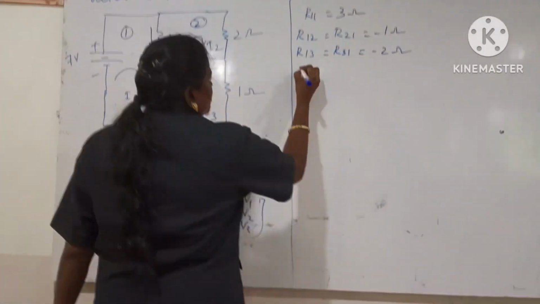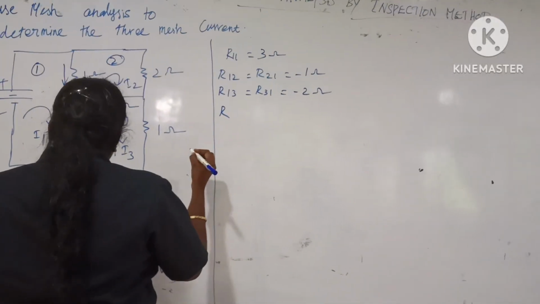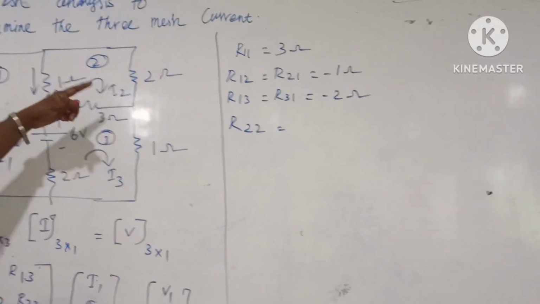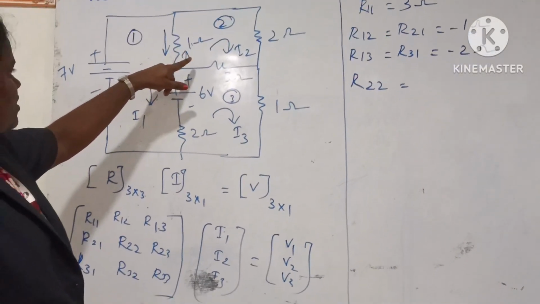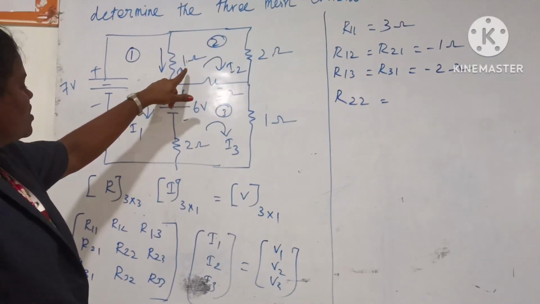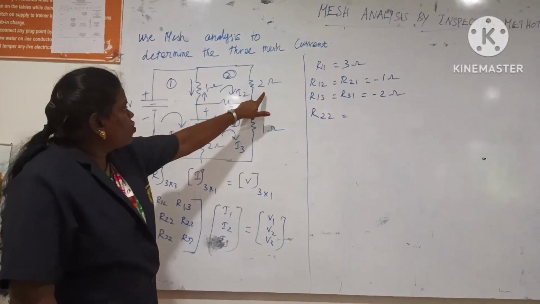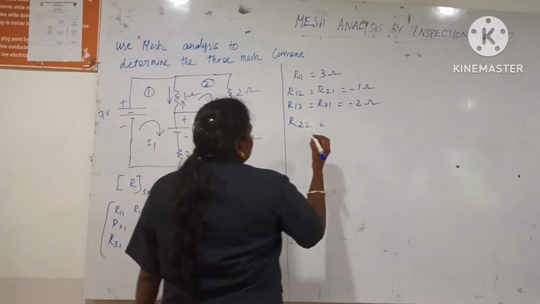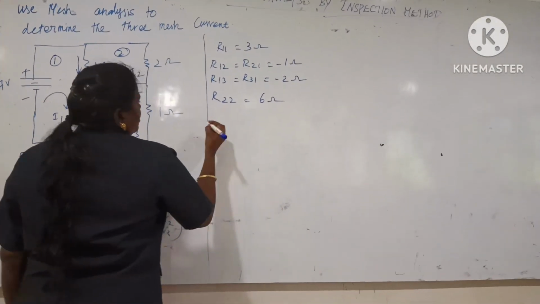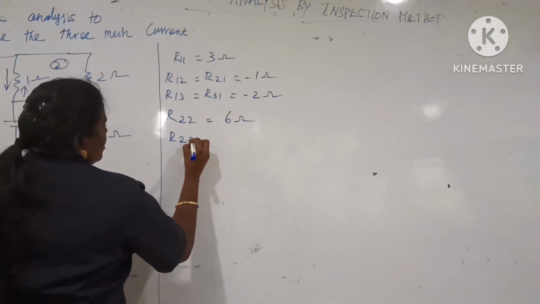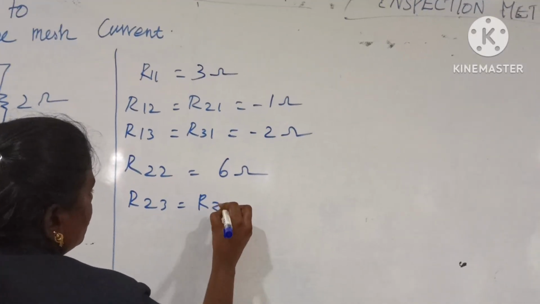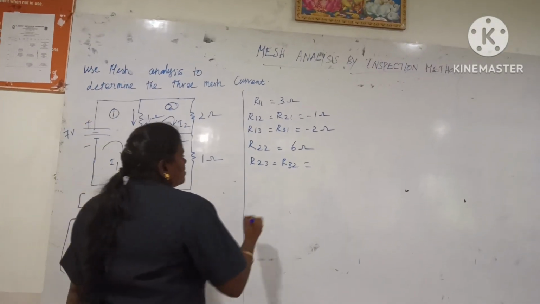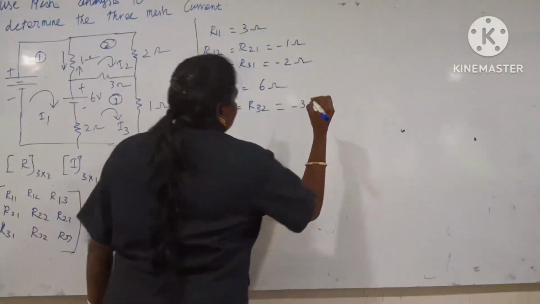Next, R22, the summation of loop 2 resistance. The sum of loop 2 resistance is 1 ohm, 2 ohm and 3 ohm. 1 plus 2 is 3, 3 plus 3 is 6 ohm. Next, R23 is equal to R32. The common resistance between loops 2 and 3 is the 3 ohm resistor, so minus 3 ohm.